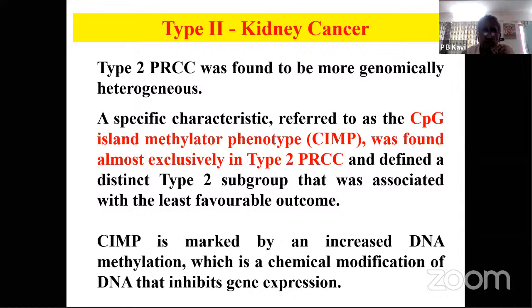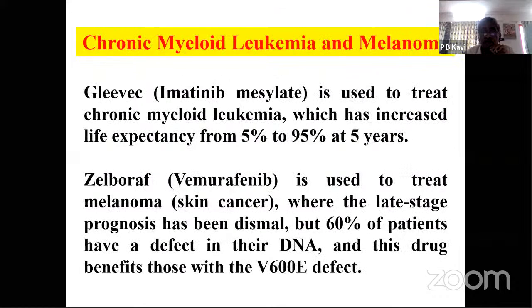We need to distinguish between type 1 and type 2. That can be done only when you have a biomarker. If you don't have a biomarker, we cannot distinguish between these two. So it is important for us to see whether it is type 1 or type 2. Accordingly, we can administer the drug.